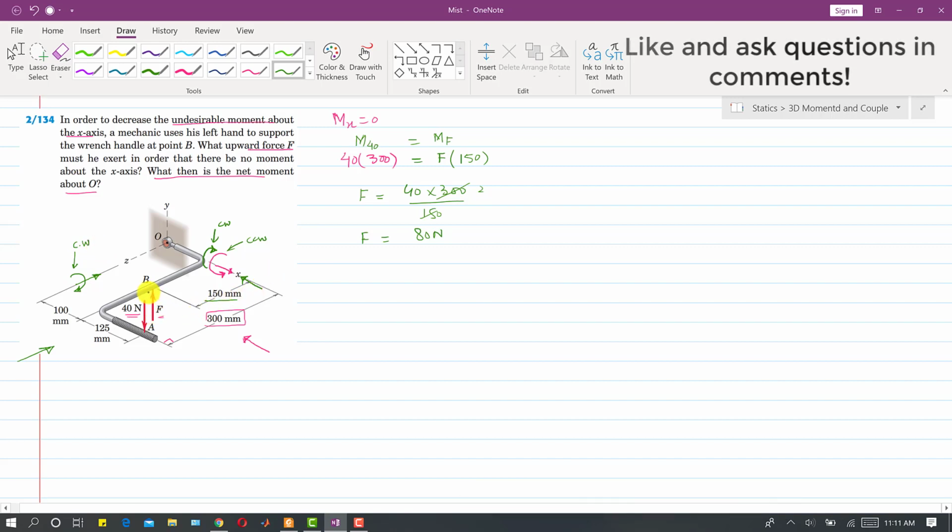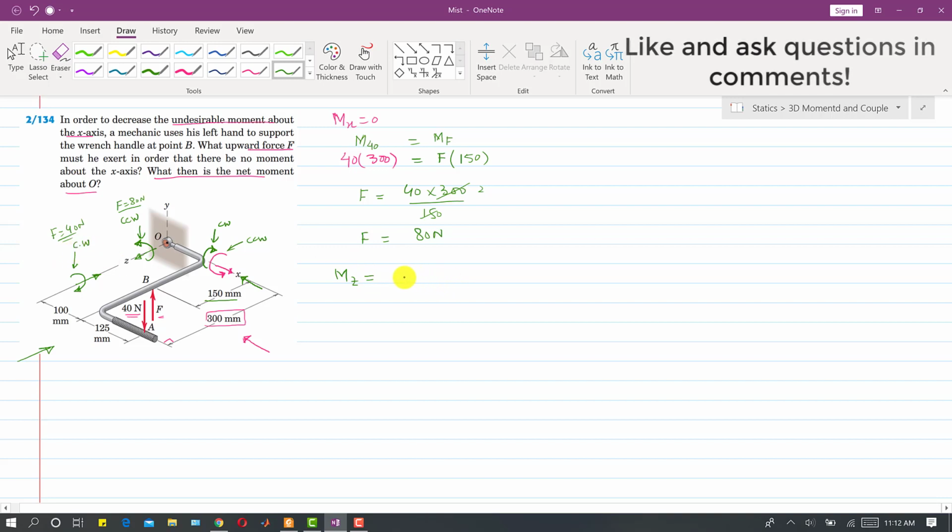And this new force at this point B is producing moment about Z in this direction. If we curl our right hand fingers in this direction, the thumb should point out in this direction, so this will be counterclockwise. And this moment is due to this F, which is 80 Newton that we have calculated, and this moment is due to F equal to 40 Newton. So one is clockwise and the other is counterclockwise, but both moments are about the Z axis.